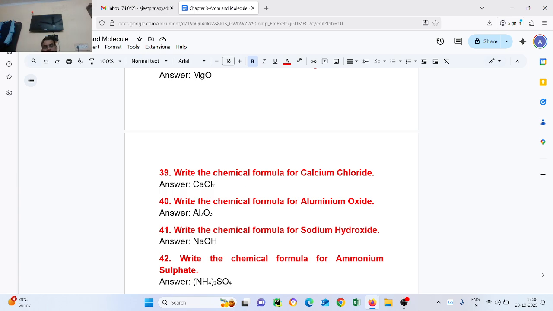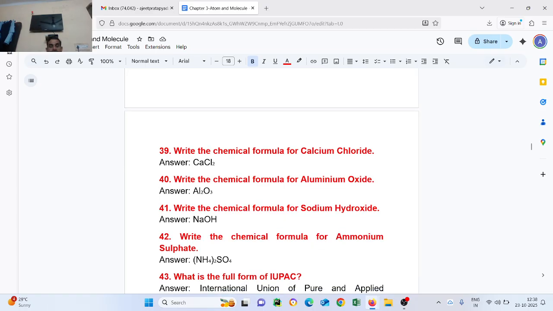Question number 41. Write the chemical formula for sodium hydroxide. Answer is NaOH. Question number 42. Write the chemical formula for ammonium sulfate, (NH4)2SO4.